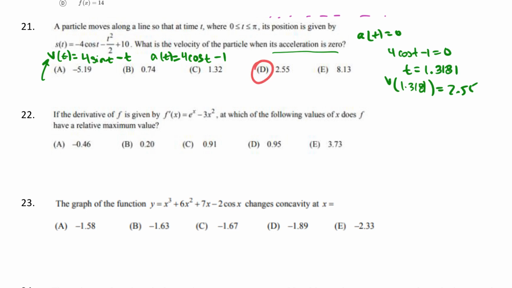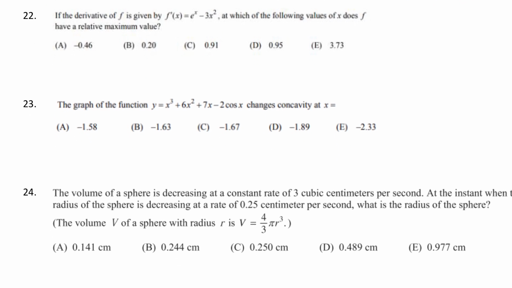All right, 22, we're almost there, we're almost there. Looking at this. If the derivative of f is given by f prime equals this, at which of the following values of x does f have a relative maximum value? So I'm looking for a relative maximum. So I will go ahead and place these on a number line. You know how much I like this number line method. I'm going to put this on a number line, and I'm going to find some values here.